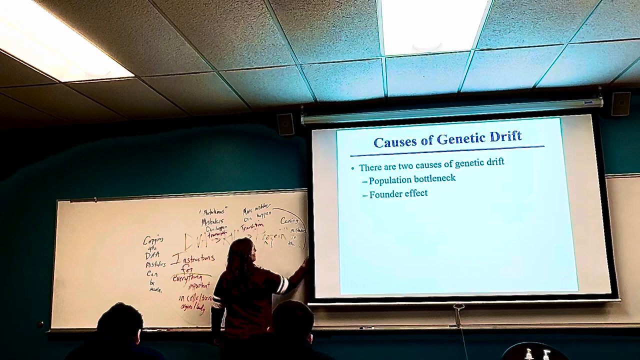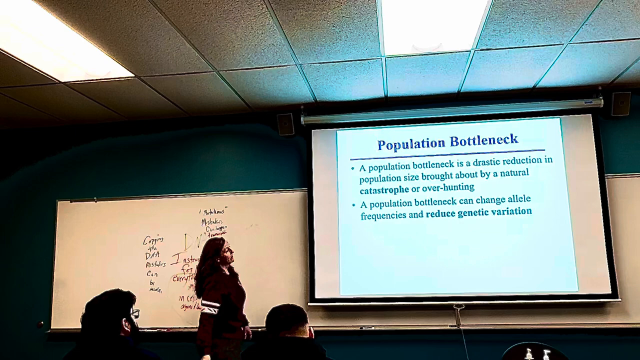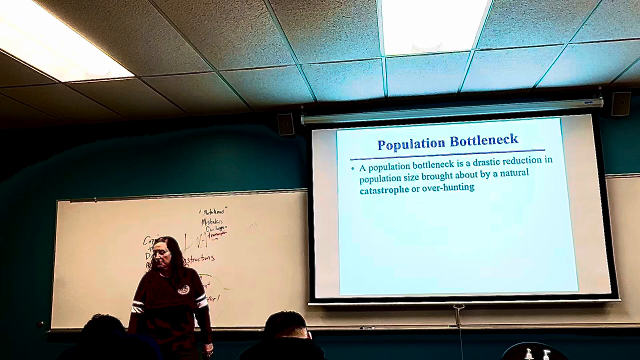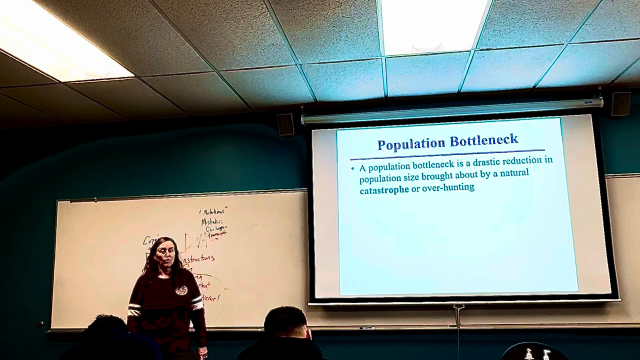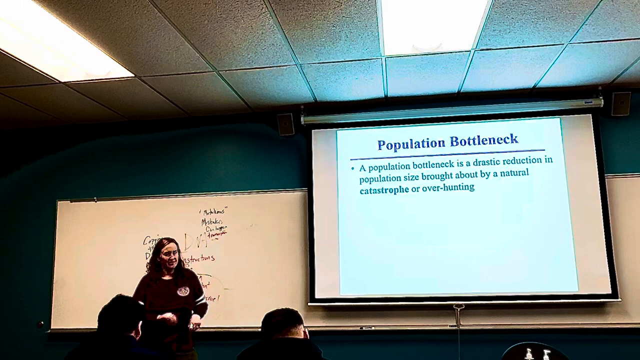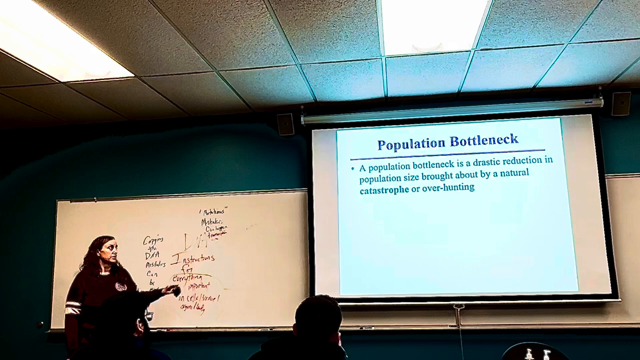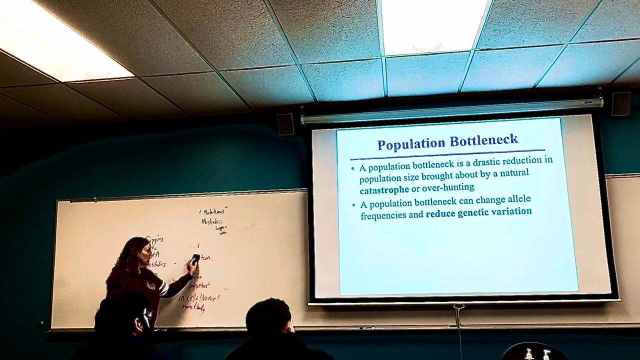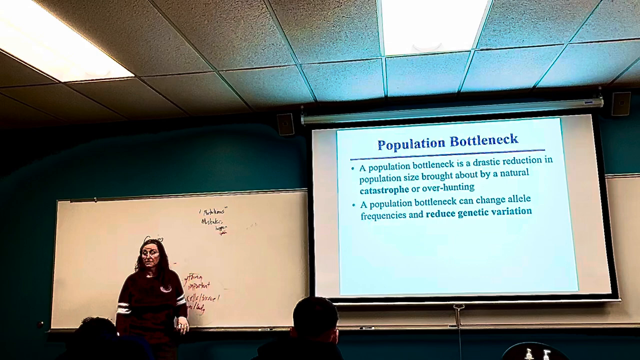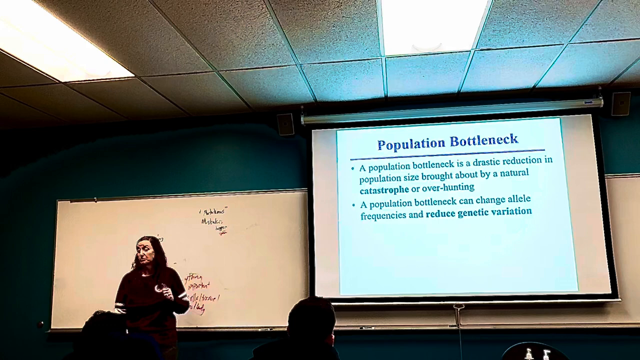All right, so first we're going to talk about the population bottleneck. The bottleneck is caused by a catastrophe or something like what we just saw in our example, that the majority of the population, bam, is wiped out, and you're only left with a few individuals. So it could be like a hurricane, an earthquake, a tsunami. Something really, really, really bad that happens. Because of this, we see a complete reduction in individuals in the population and a complete reduction in the variation of genes. We've wiped out the majority of our gene pool.